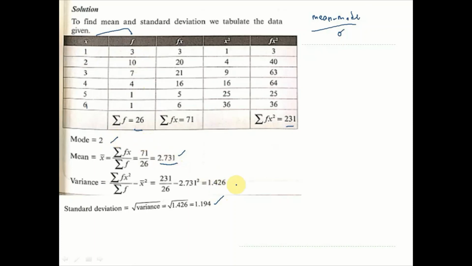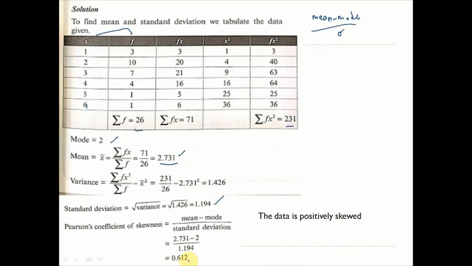So I have everything. I sub into the formula, mean minus mode divided by standard deviation. I get my Pearson coefficient of skewness is 0.612. So I see this is a positive number. Even though it's 0 point, it's still a positive number. Therefore, my conclusion is the data is positively skewed.